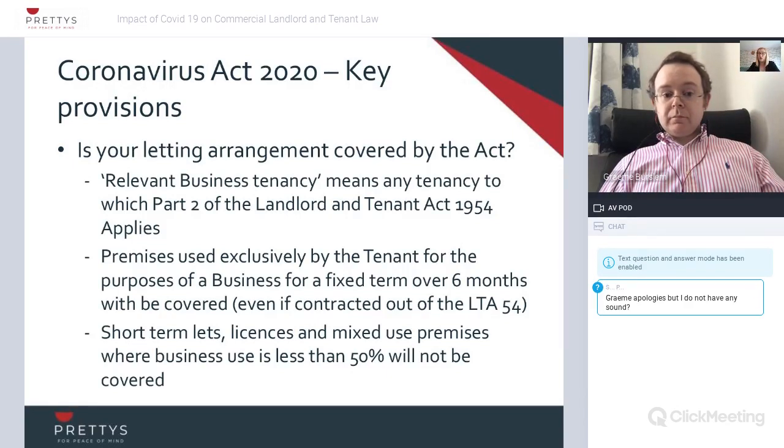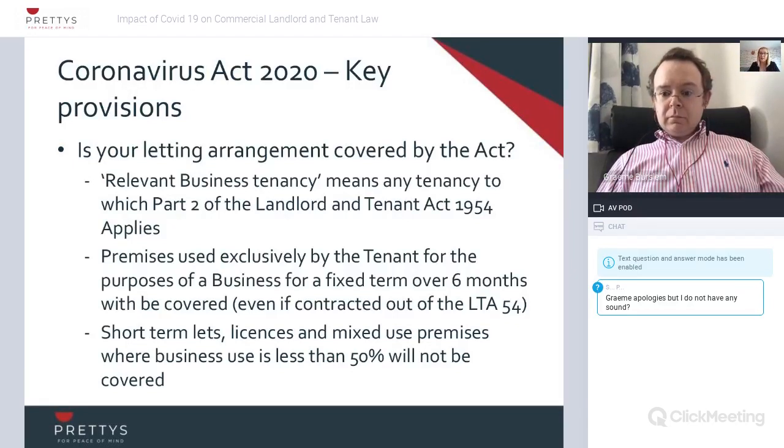I suppose the only thought that we had internally was whether or not that's likely to apply to contracted out tenancies, and our conclusion and the conclusion of other colleagues in the legal industry is that it does apply to contracted out tenancies, because in principle, as long as you are occupying the property for a business exclusively for a period of over 6 months, then it is a tenancy to which Part 2 of the Act applies.